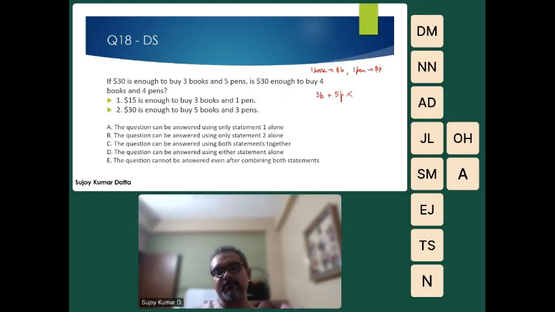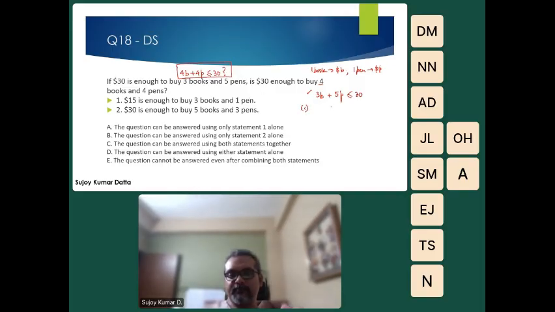Means this is less than or equal to 30. Okay. We are not saying that it is 30. We are saying less than or equal to. This is given. We know. The question is, for 4, is $30 enough? So is 4b plus 4p less than or equal to 30? Yes or no? That's what we need to decide.